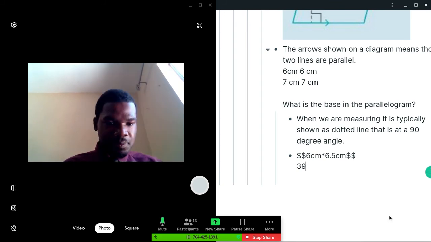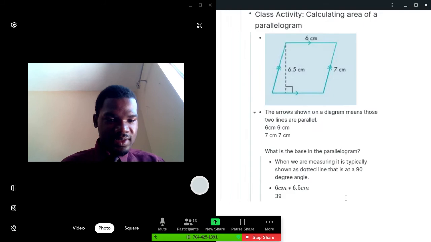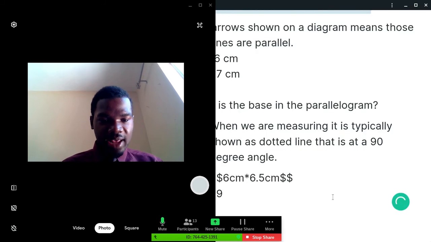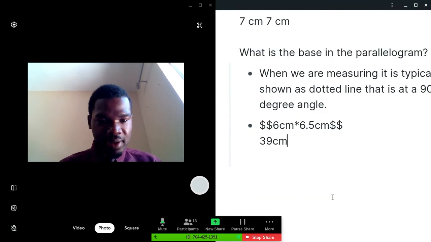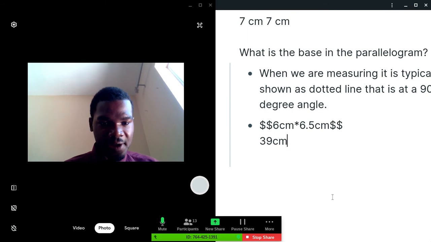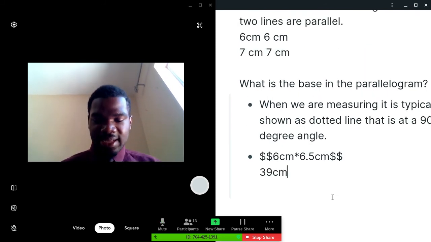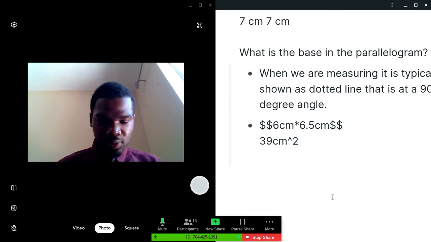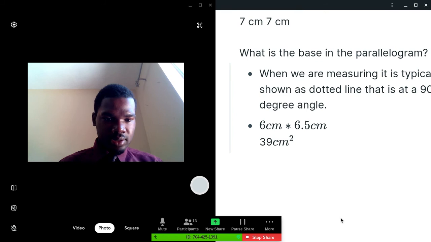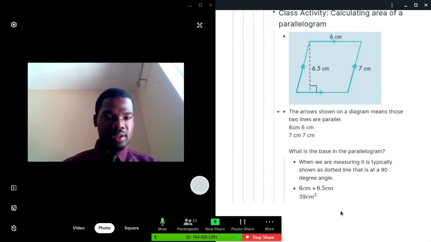Because if I just put centimeter square, right, if I just leave 39, Michael, that could have been 39 pennies, 39 dreams I had when I was younger. It could be anything. So you need to put 39 cm to the 2. Alright, let's put that there. There you go. Lovely, lovely.